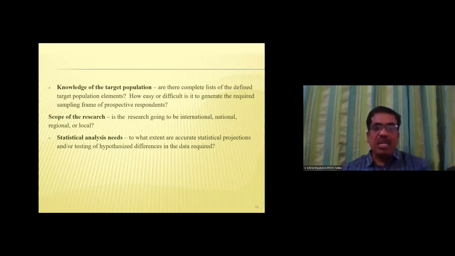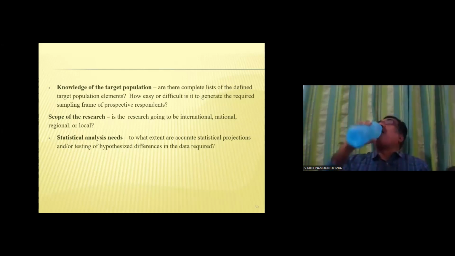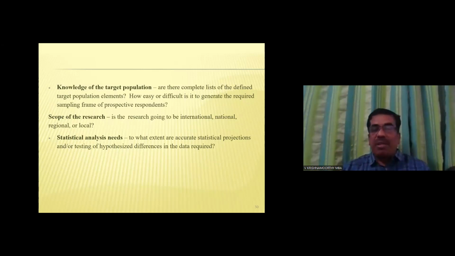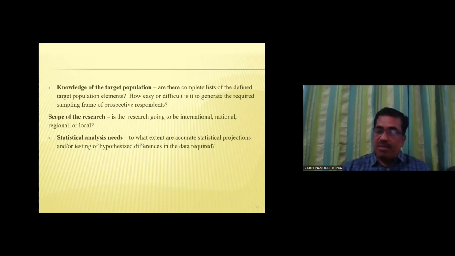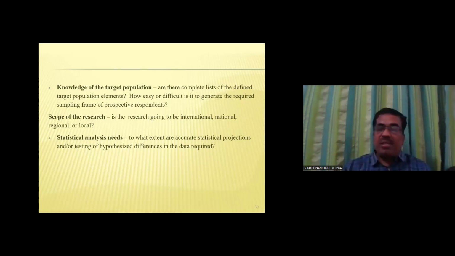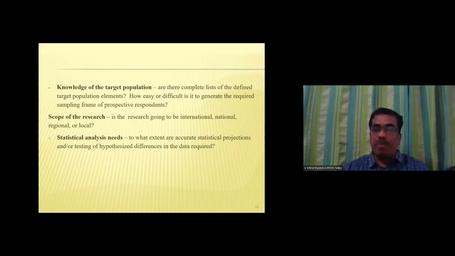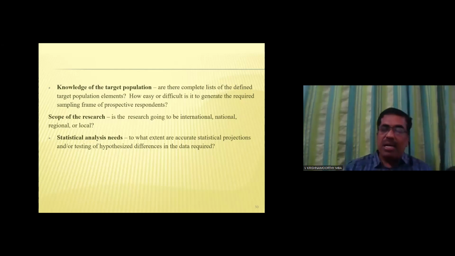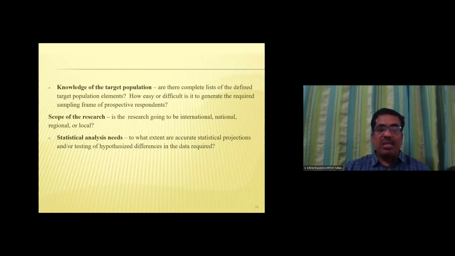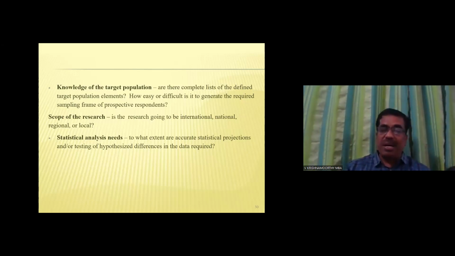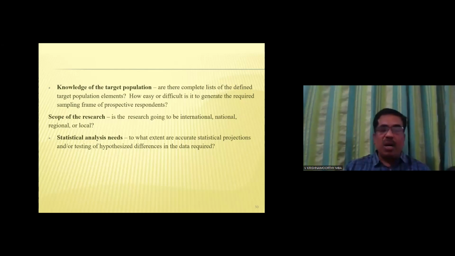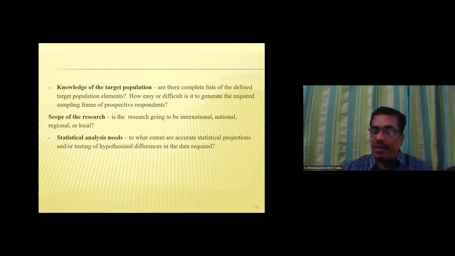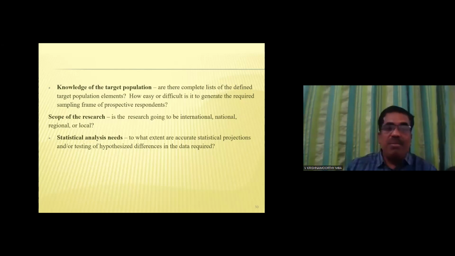Similarly, when you do research, let's take the scope of the research. Whenever we do research, our main focus is international, for example a Scopus or Web of Science indexed journal. We are writing an article for an international audience. Similarly, your scope of research may be international or national or regional or local. If it is international or national, it is better to use only random sampling.